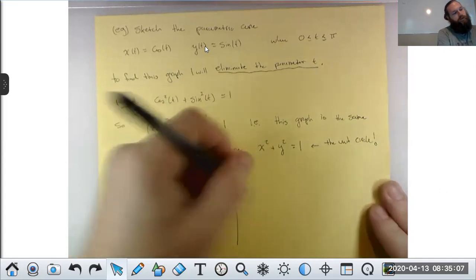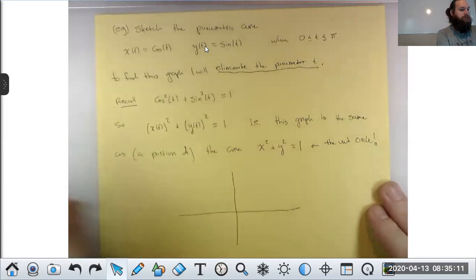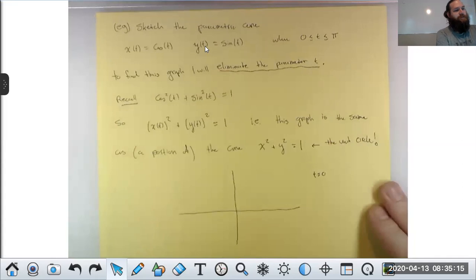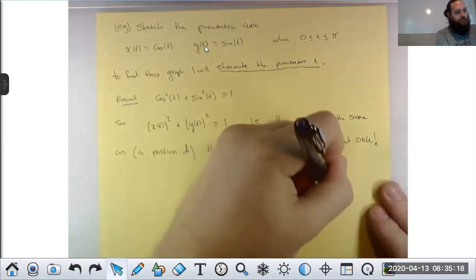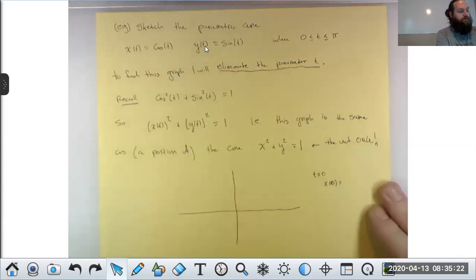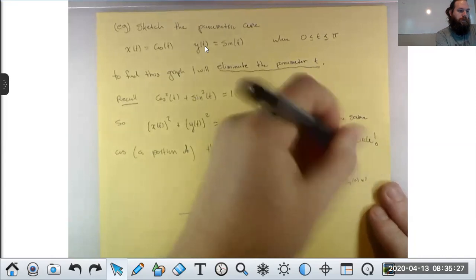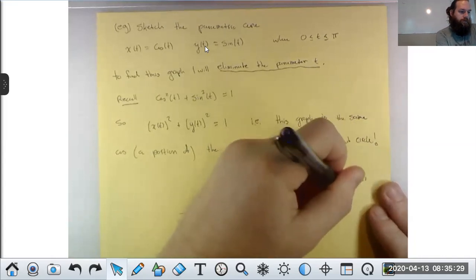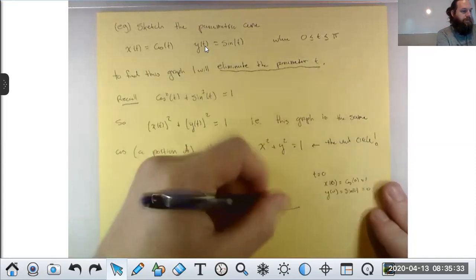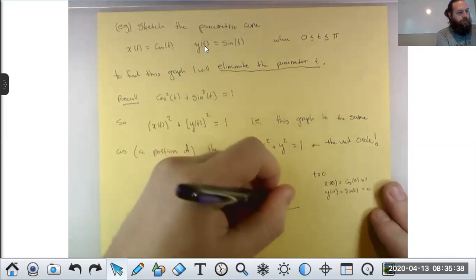What portion? So let's find our initial point. Then I'll have x of t, x of 0 rather, because t is 0, is cos 0 is 1. And y of 0 is sine 0, which is 0. So if I label this point out here as 1, 0, that's my initial point.